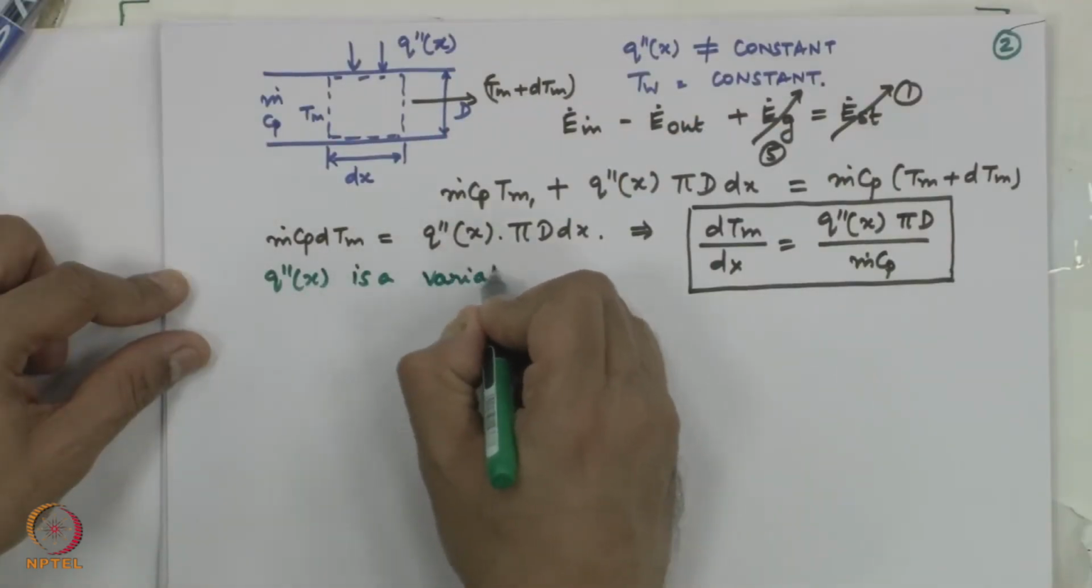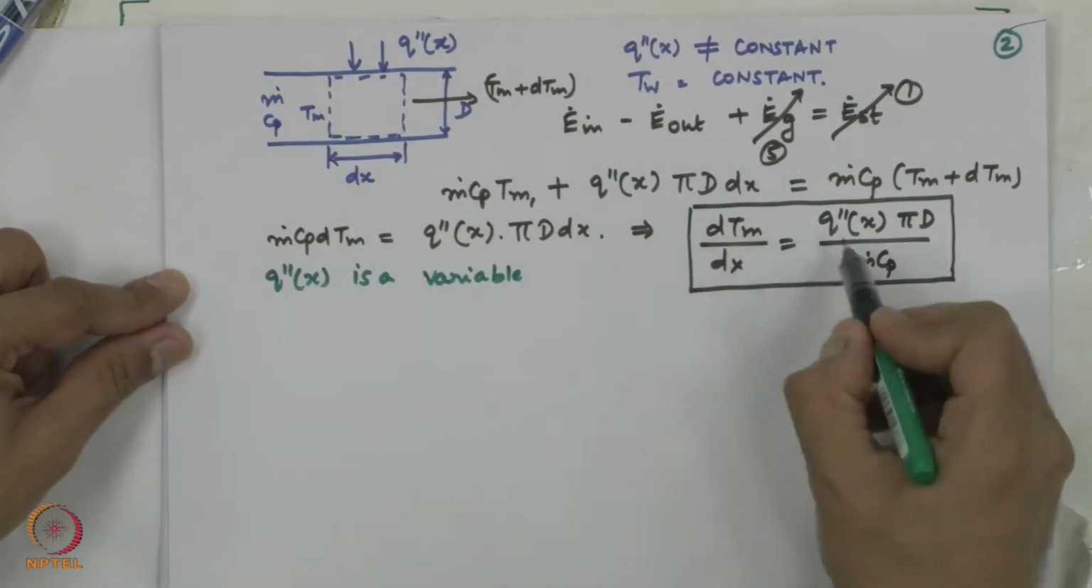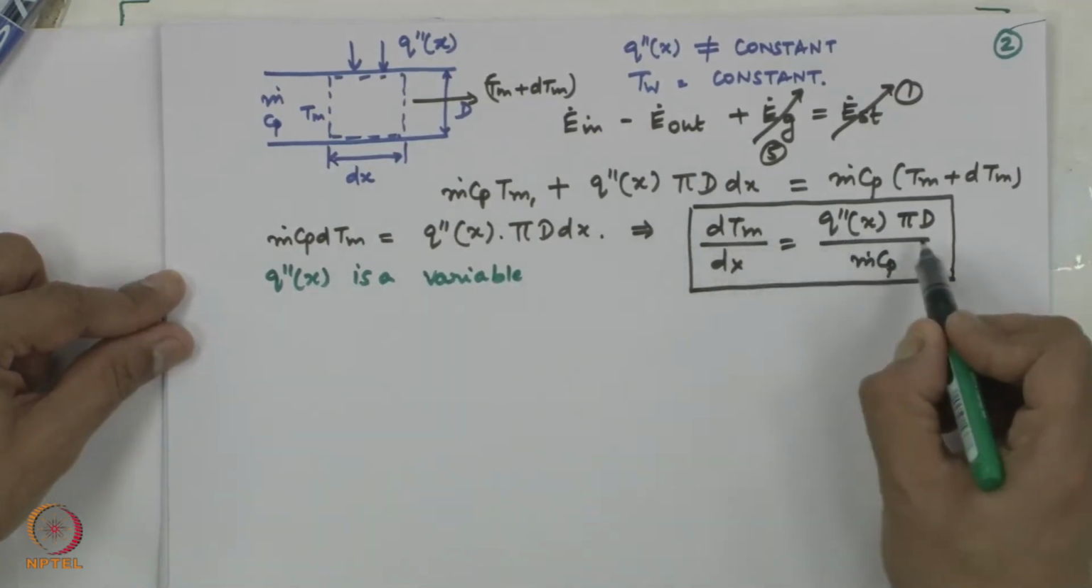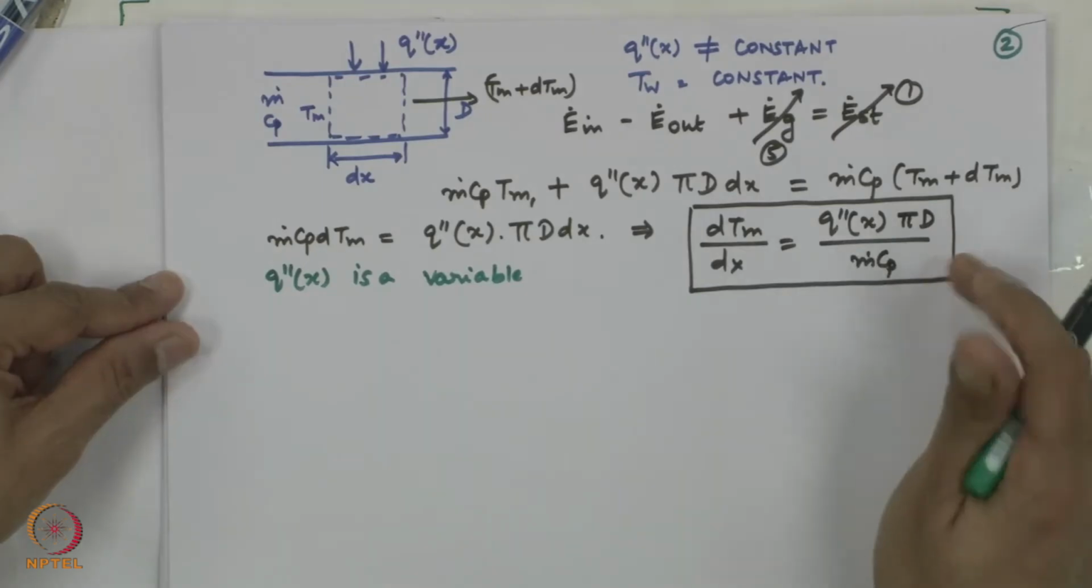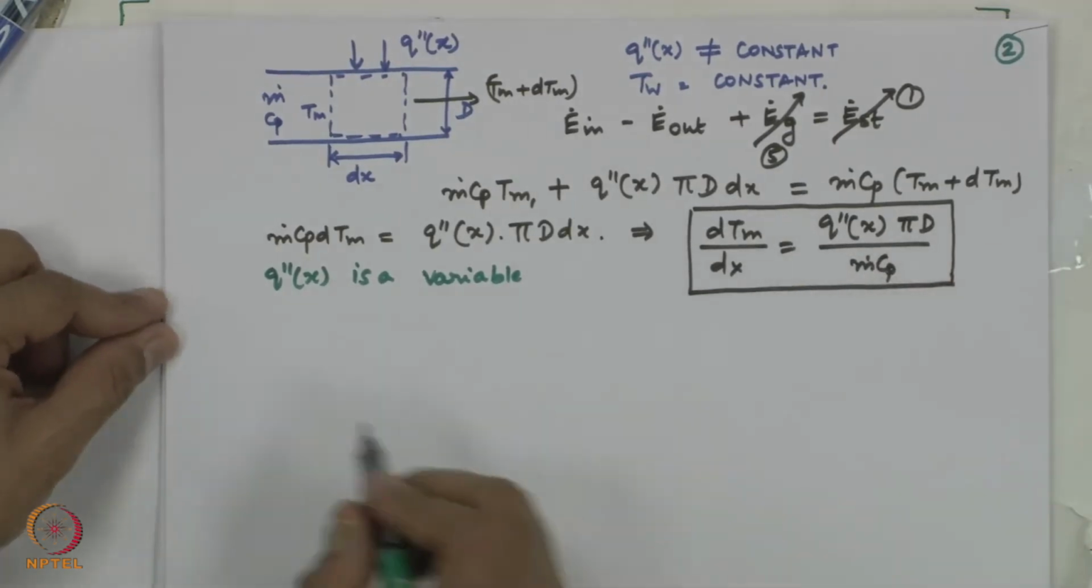And if I have to integrate this, in the earlier case q double prime would be a constant, and pi d, m dot, Cp, everything was a constant, so we would get a linear temperature profile, and that was quite straightforward.